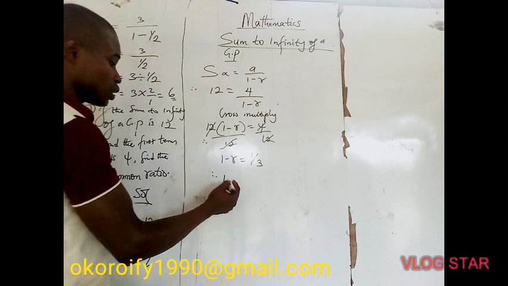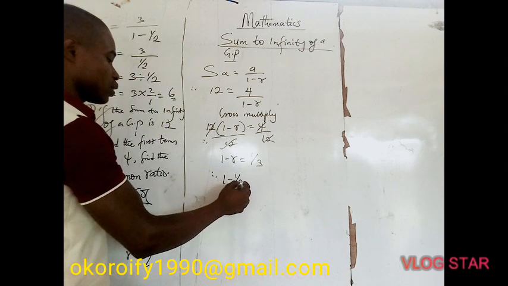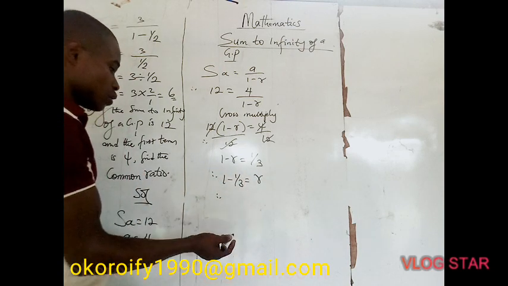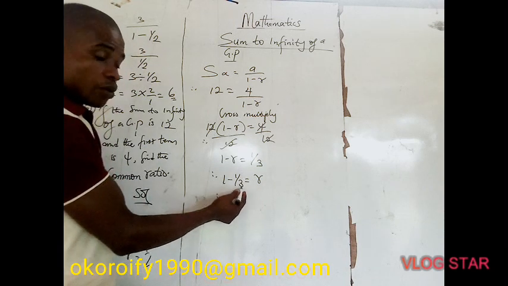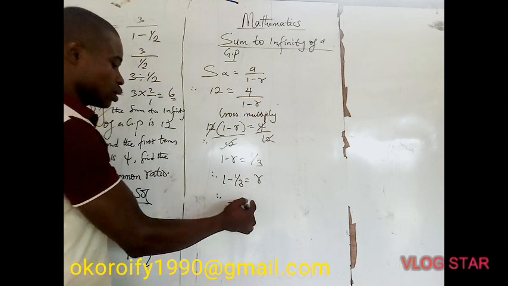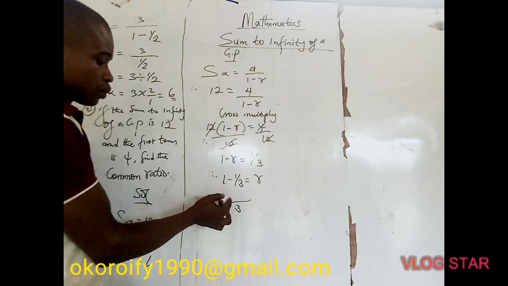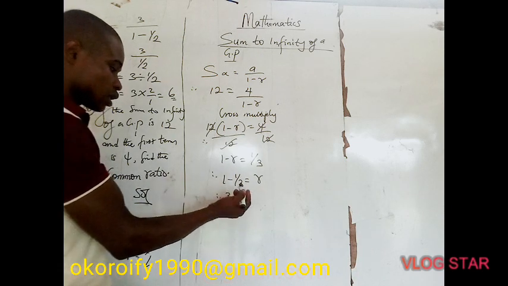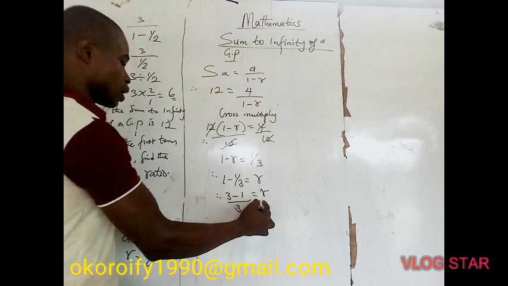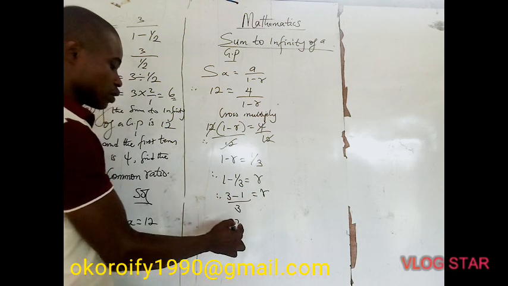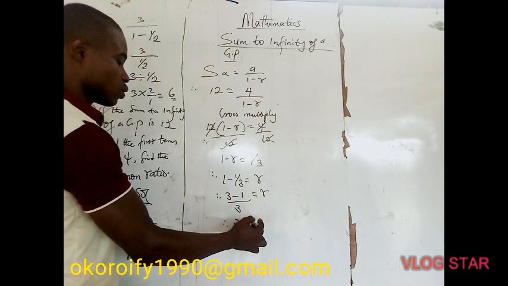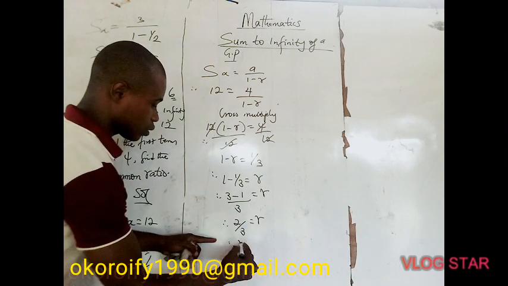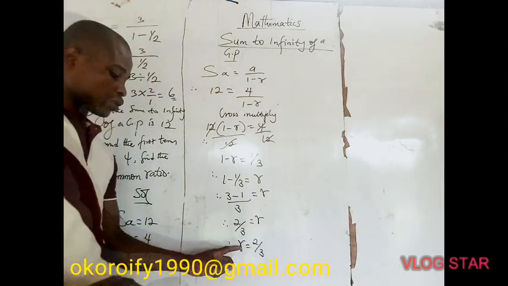Making r the subject of the formula, we now have 1 crossing the equality sign to give us minus 1 over 3 is equal to, when r crosses, we get a positive r. Therefore, the common denominator here is 3. We have 3 times 1 is 3, minus 1 times 1 is 1, equal to r. So 3 minus 1 here will give us 2 over 3 is equal to r. Therefore, r will be equal to 2 over 3.